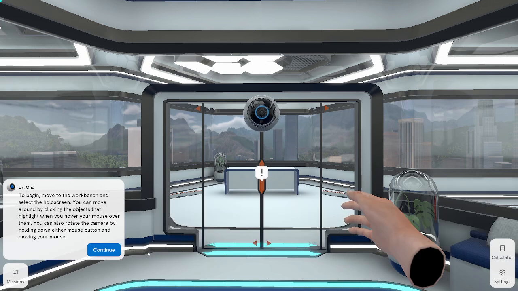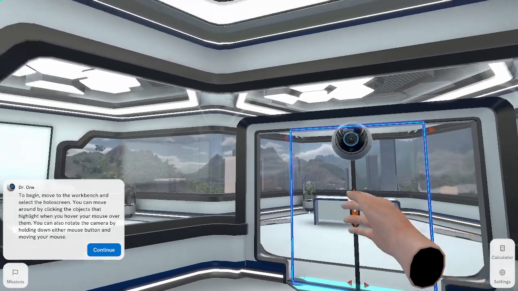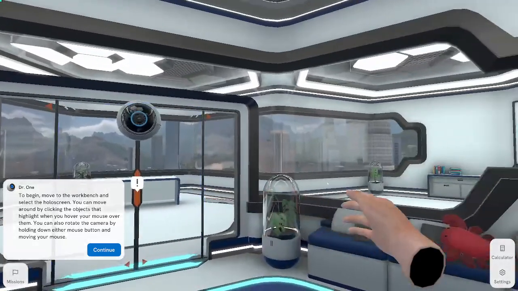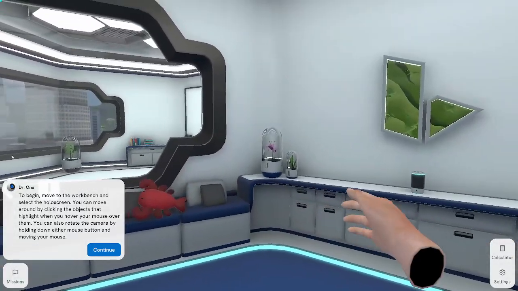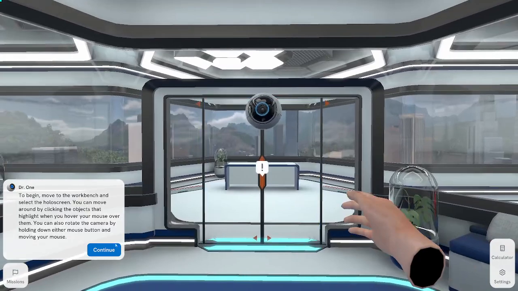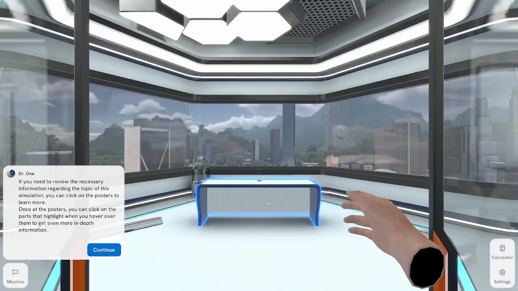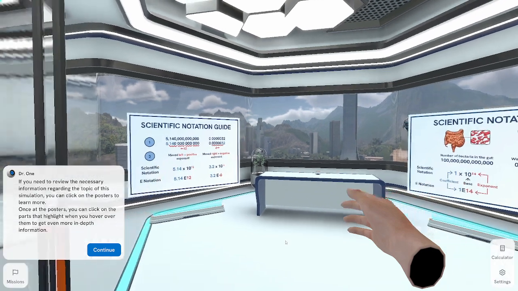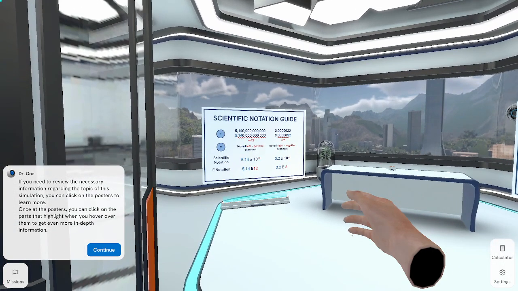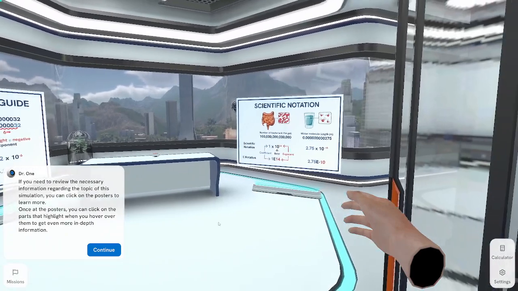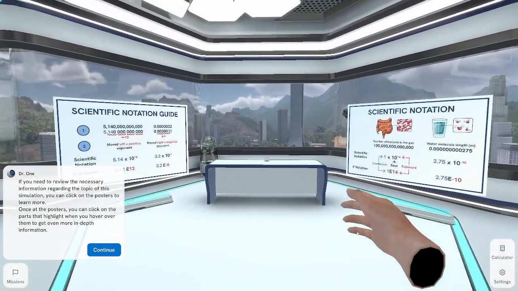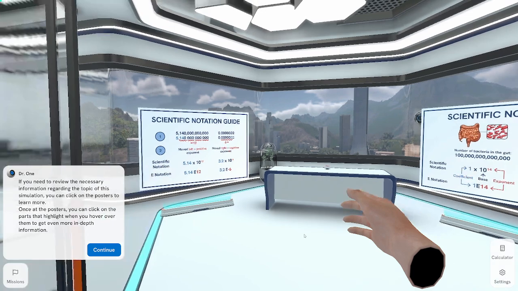You can move around by clicking the objects that highlight when you hover your mouse over them. You can also rotate the camera by holding down either mouse button and moving your mouse. If you need to review the necessary information regarding the topic of this simulation, you can click on the posters to learn more. Once at the posters, you can click on the parts that highlight when you hover over them to get even more in-depth information.